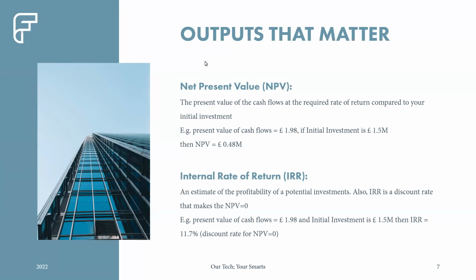So if we ran an 11.7% discount rate through the example on the prior slide, we would derive a sum of present values equal to £1.5 million, equal to the initial investment, and an NPV equals 0. So that is the internal rate of return, and is a very useful metric to compare and contrast different investment opportunities.